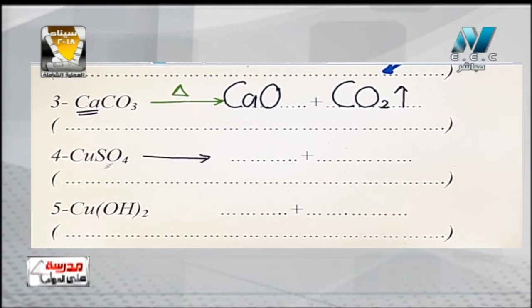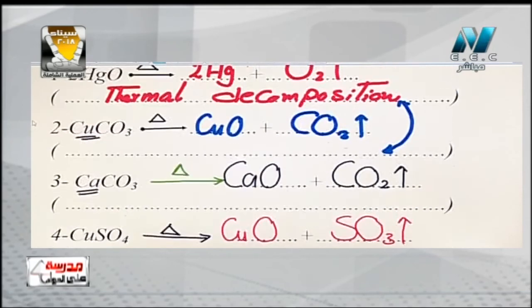Next one is copper sulfate. As we know, the color of copper sulfate is blue. It decomposes by heating into what? Copper, as we say, combines with one oxygen as copper oxide, and here we have SO3 as sulfur trioxide. And this reaction is a thermal decomposition reaction like the previous one.